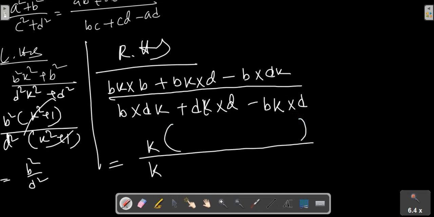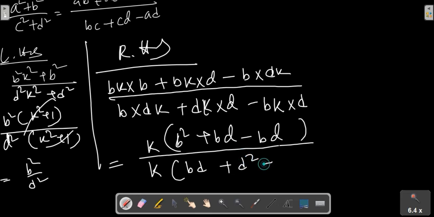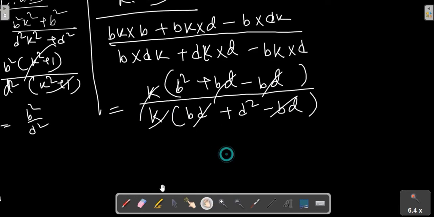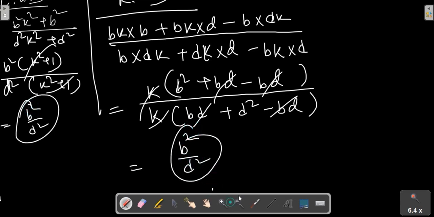So we are left with here B into B, B square. Here B into D plus BD. Here minus BD, I guess, yeah. And here, if you see, it is coming B into D, yeah, B into D. And here plus D square, and here minus BD, right? Yeah. So BD cancels here, BD cancels here, KK also cancelled out. So finally from the numerator part we are left with B square, and from the denominator part D square. So yeah, it's the same as the LHS that we got that time.